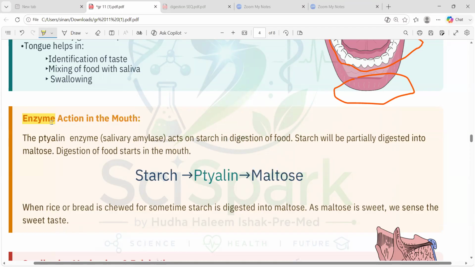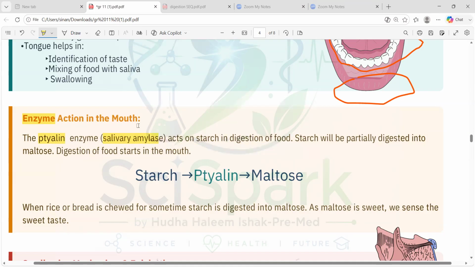So we have the salivary glands. The salivary glands will be secreting an enzyme called thiolin. We call this the thiolin enzyme. There is another name for this enzyme, the salivary amylase. So what does this enzyme do?